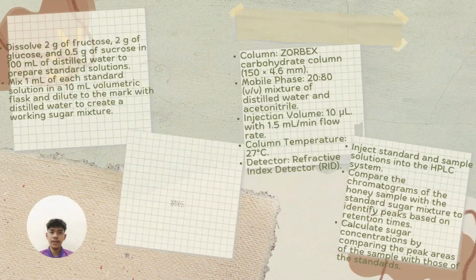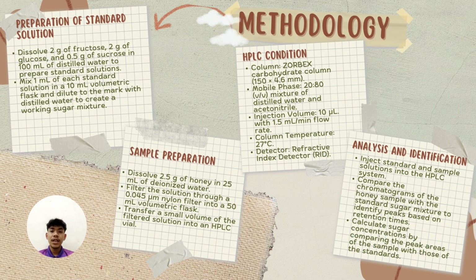Thank you. So for the methodology, we start from the preparation of standard solution. To begin, we prepare a standard sugar solution by dissolving 2 g of fructose, 2 g of glucose and 0.5 g of sucrose in 100 ml of distilled water. Next, we create a working sugar mixture by mixing 1 ml of the standard solution in a 10 ml volumetric flask and diluting it to the mark with distilled water.